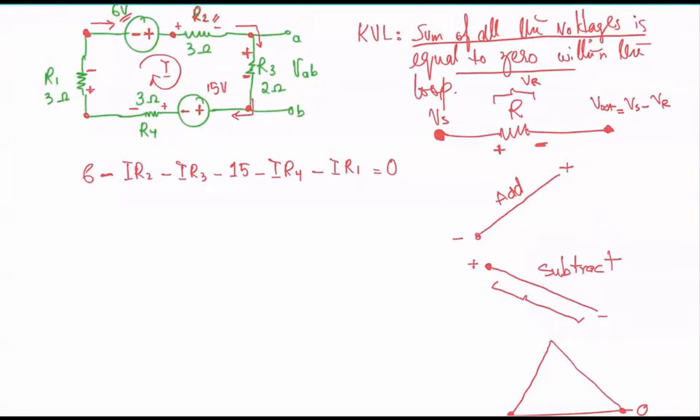Okay, now here we can put the values in. So 6 minus I times R2, R2 is how much? R2 is 3. Minus I times R3, R3 is how much? 3, and then minus 15, minus I times R4, R4 is how much? R4 is 3 also, and then minus I times R1. R1 is also 3.